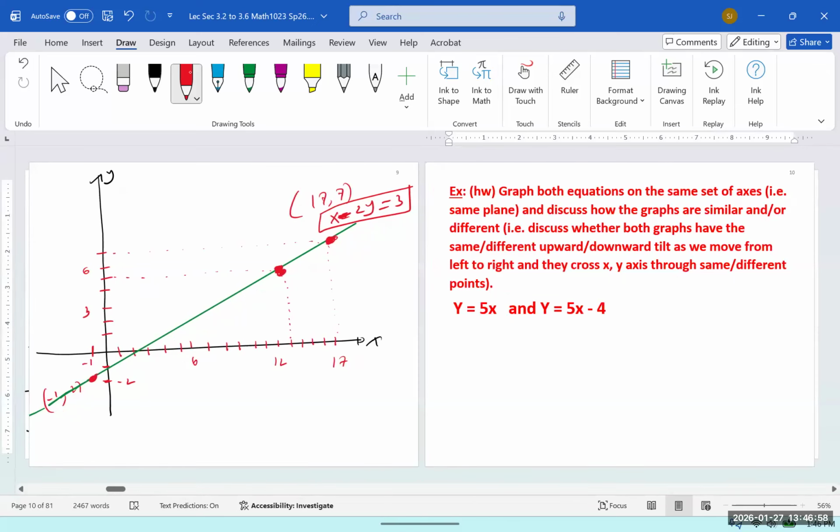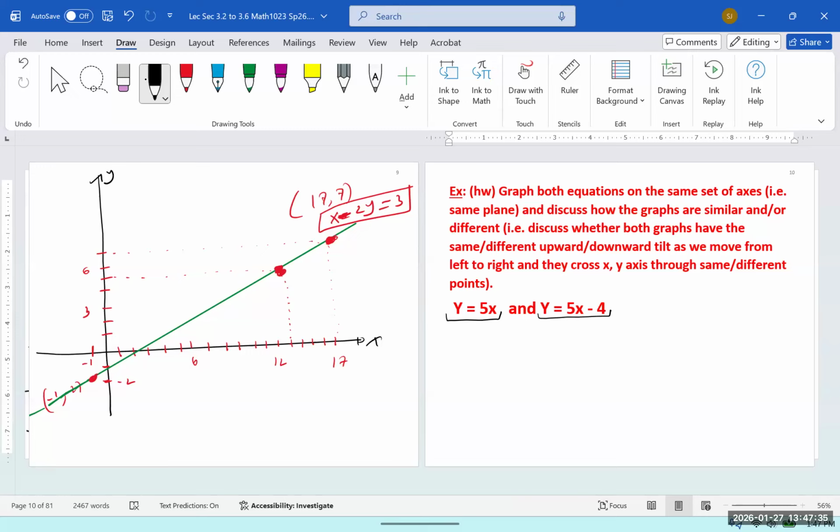Okay, so next question is also from the homework. So these will not be in the exam because these are not so important. The next one is same. They're saying you have 2 lines now, y equals 5x and y equals 5x minus 4. Plot them on the same plane and then compare them. How they are same, how they are different, how they are crossing x-axis, how they are crossing y-axis. So compare them once you're done plotting them, once you're done drawing the line.